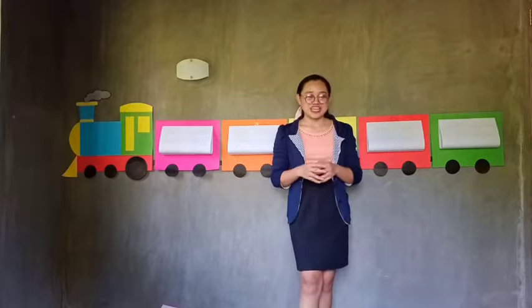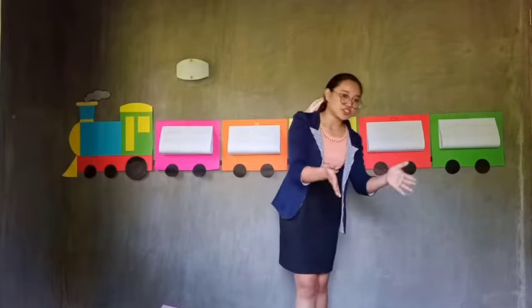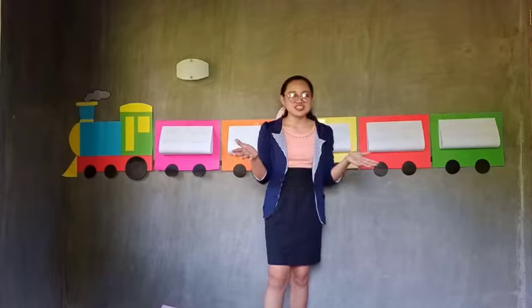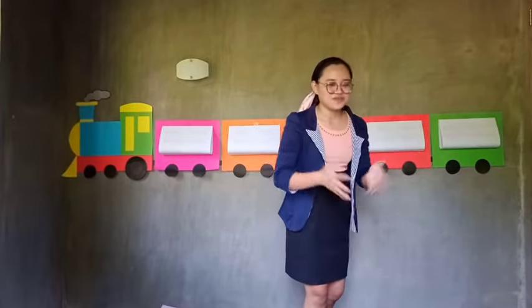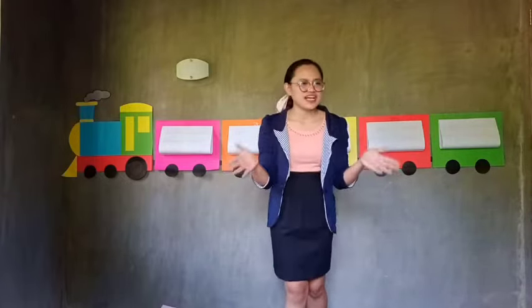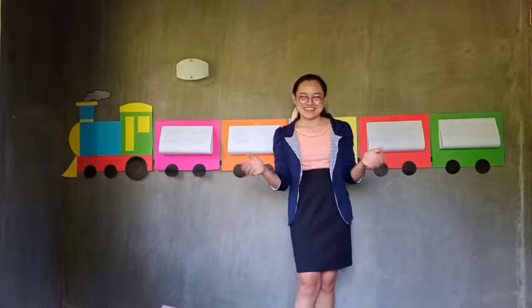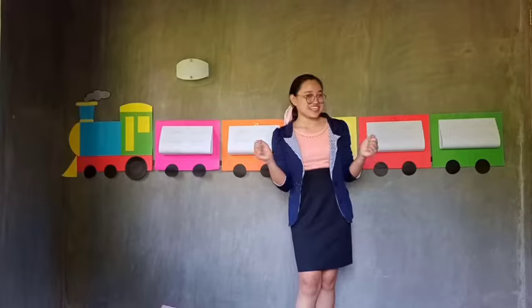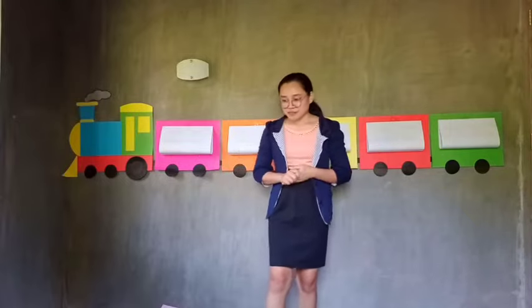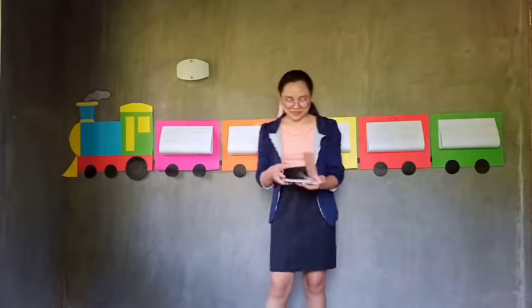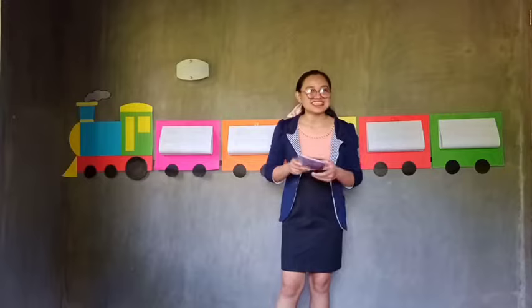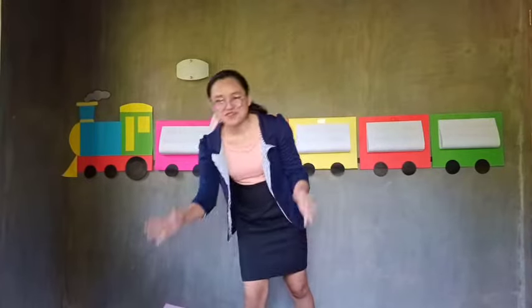Good morning once again, everyone. Before you sit down, please arrange your chairs properly and make them straight. Very good. You may now sit down. How are you, class? You're doing fine. I see a lot of smiling faces today. I think you're excited for the lesson. Now, class, let's check your attendance. No one is absent today. That's good to hear. Very good, class.